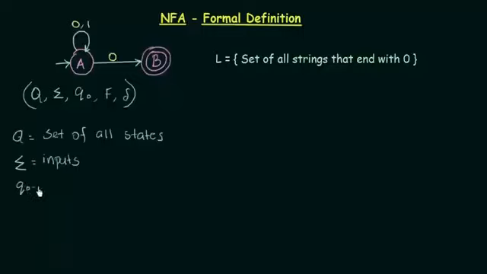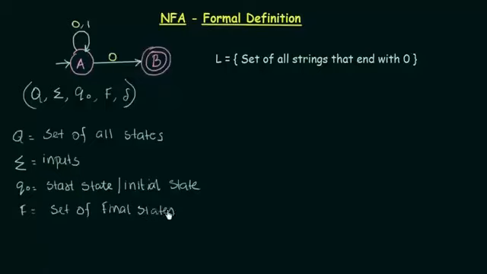and Q naught is the start state or the initial state, and then F is the set of final states, and del. So we saw that this Q, sigma, Q naught, and F are the same as the DFA that we have already studied. And what about del?